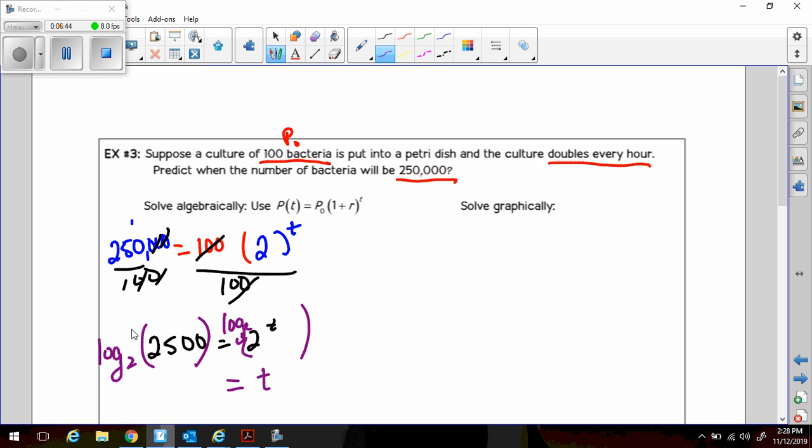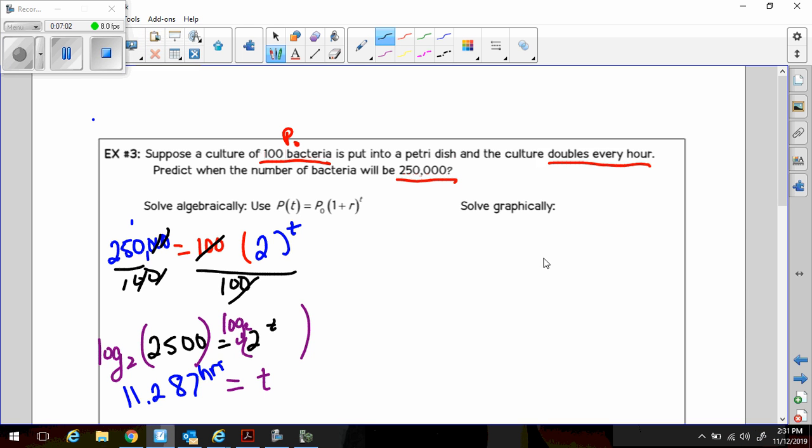And I think if we put this in our calculator, you're going to get something like 11, I'll show you how to put this in the calculator, 11.287, and this is in hours.